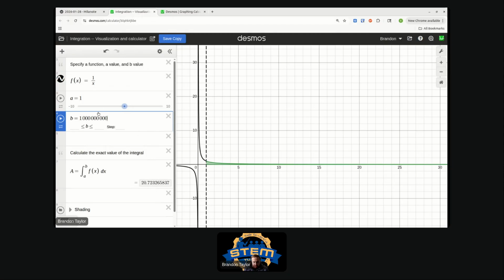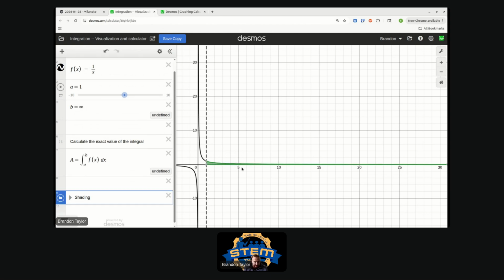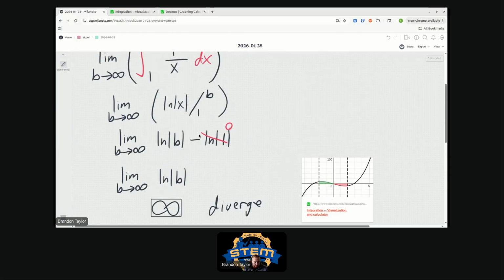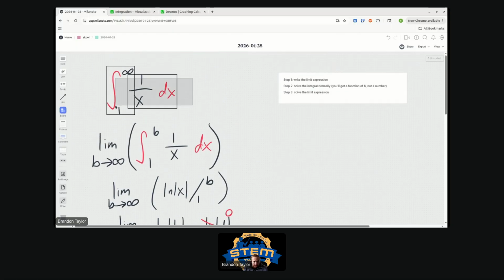And here, that's where we break the calculator. So instead of having an actual number here, I'm just going to type in infinity. And you can see that the area under the curve is undefined, meaning there's an infinite area. So diverge. That's what we just got by hand. So we got the answer by hand. So that's good. So hopefully that makes sense.